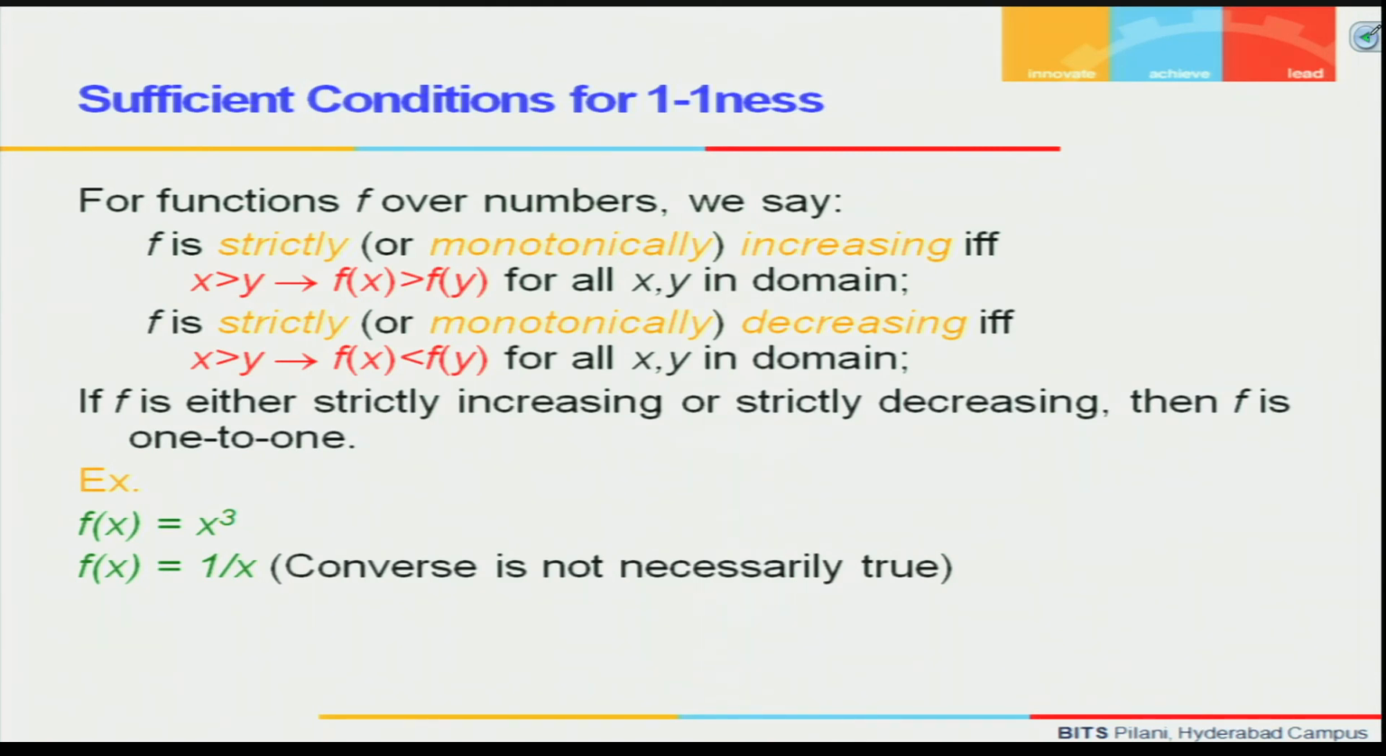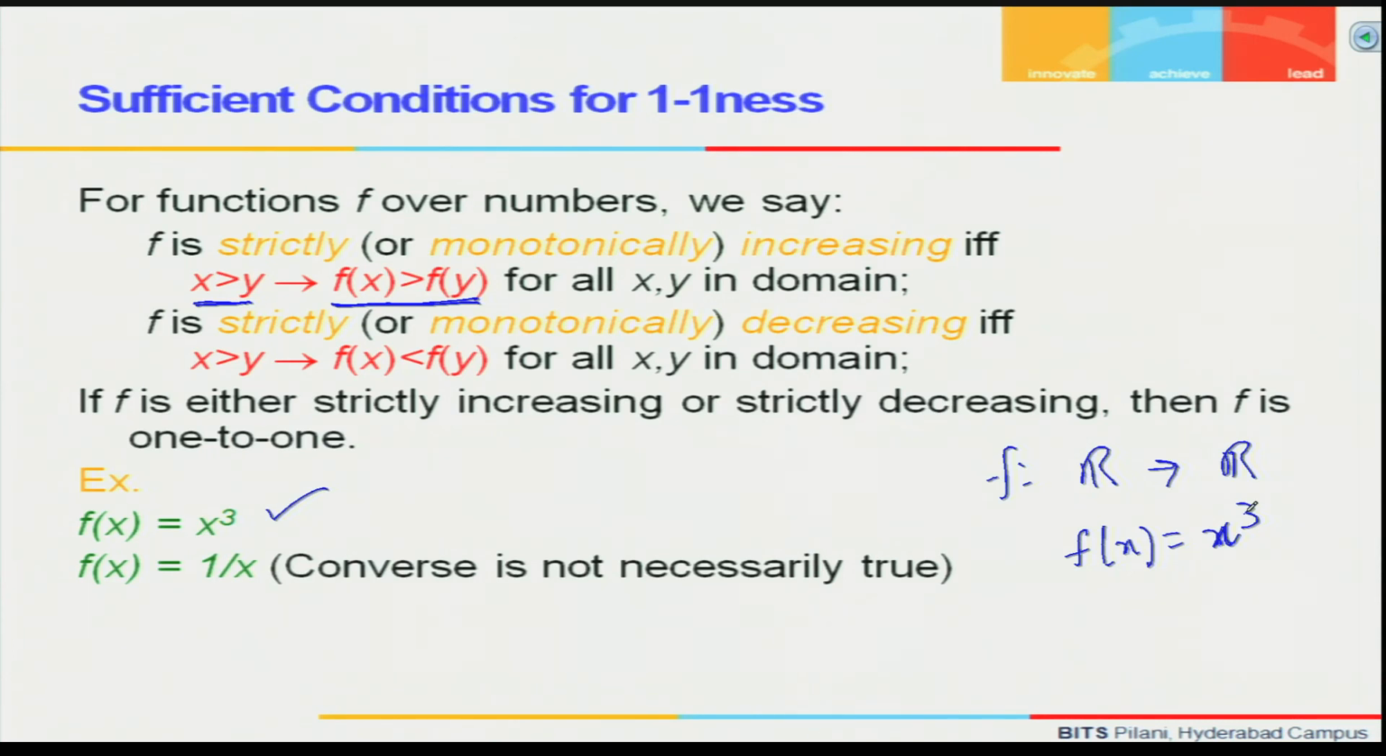So when you have a strictly increasing function, you can always say if x is greater than y, then it follows that f(x) is greater than f(y). So if you have, say, this particular function f(x) is equal to x cube, this is strictly increasing, because this function f will be from the set of real numbers to the set of real numbers, and it is defined like f(x) is equal to x cube, and this is definitely a strictly increasing function.